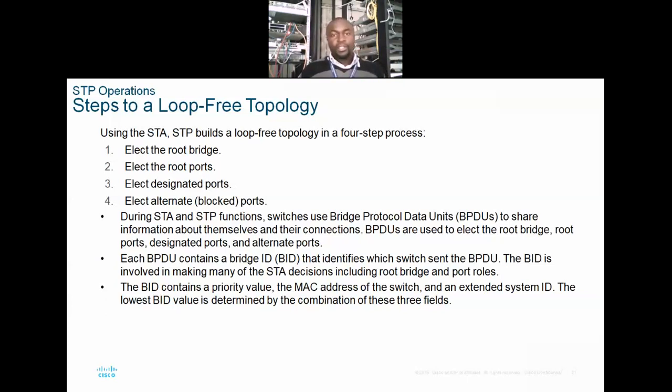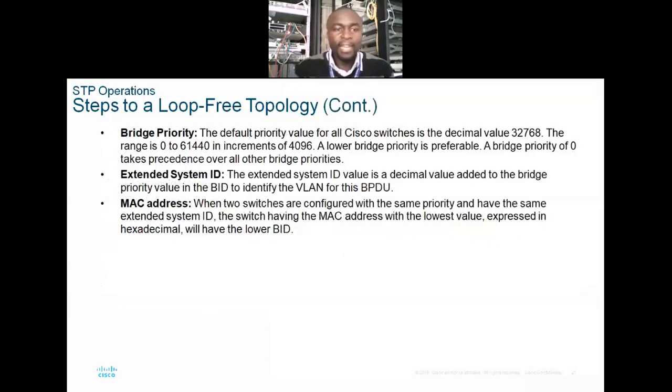So let's look at it. What are we talking about? Since every switch has a bridge ID, what is it that makes up this bridge ID? We said the MAC address is part of it, and then we have a particular value that is added to that MAC address that helps in the identification of that BID. So we're going to find out how it does that.